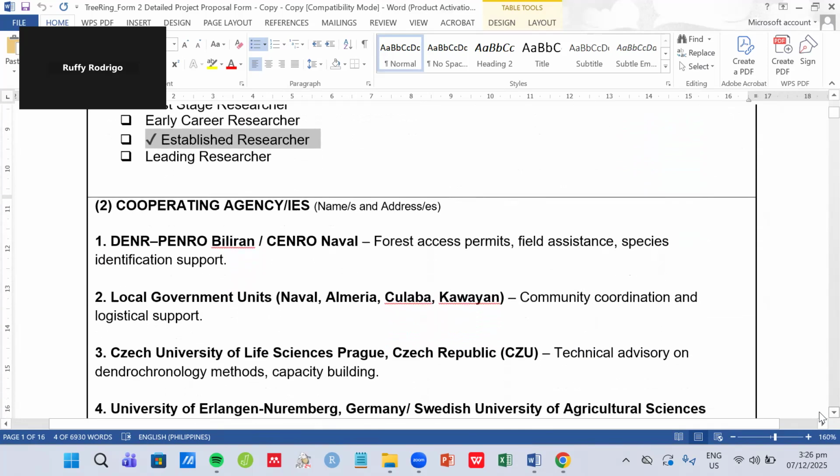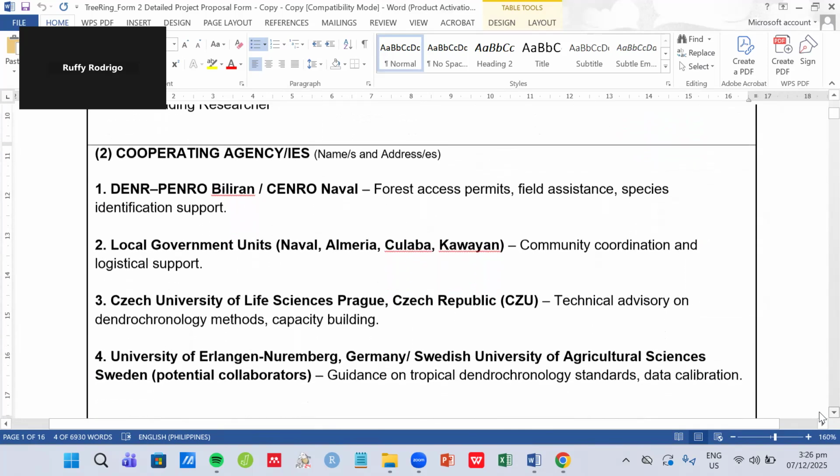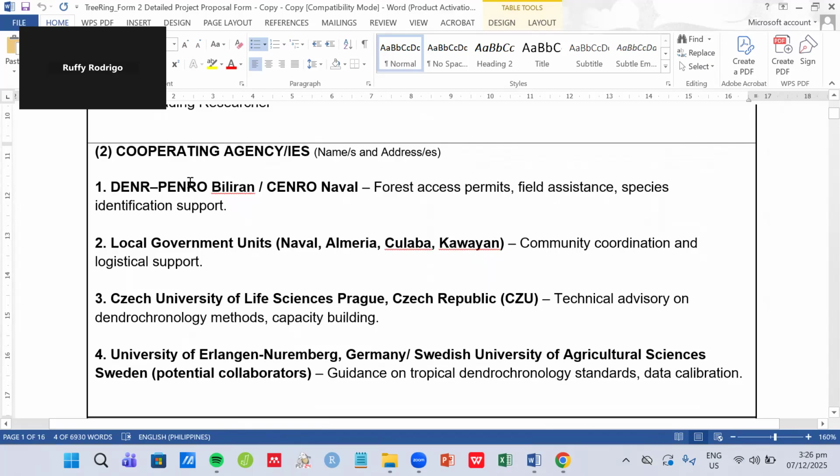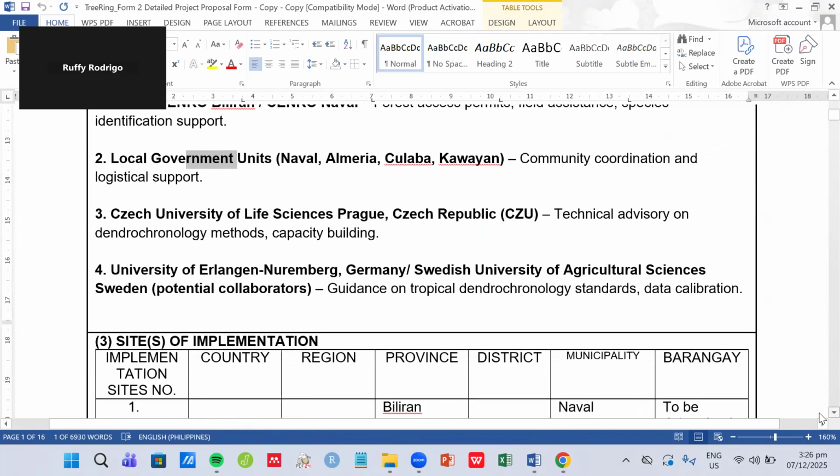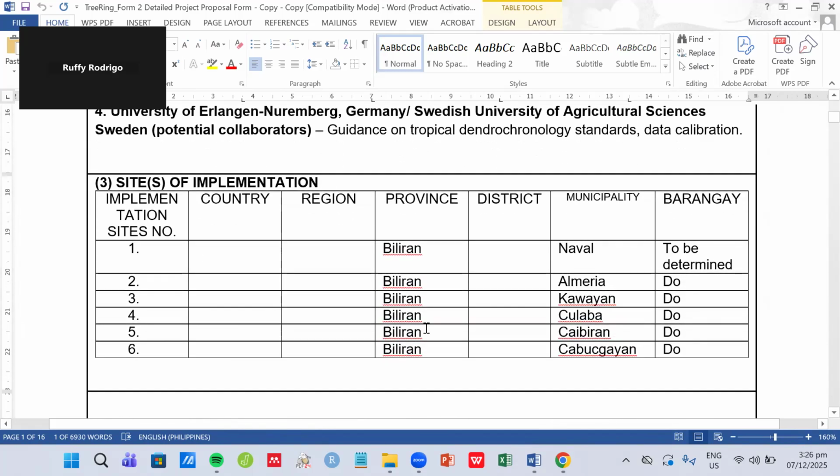So again, this is pretty much the same as the concept proposal, you just have to write the origin. So again, DOST, LGU, and I can put there the Czech University of Lysenberg, which is my PhD university, where I could connect with my previous colleagues. So here is the implementation. Basically I wanted to include all the sites in Biliran Island. I don't know where to sample yet, but I just wrote there all the potential sites.